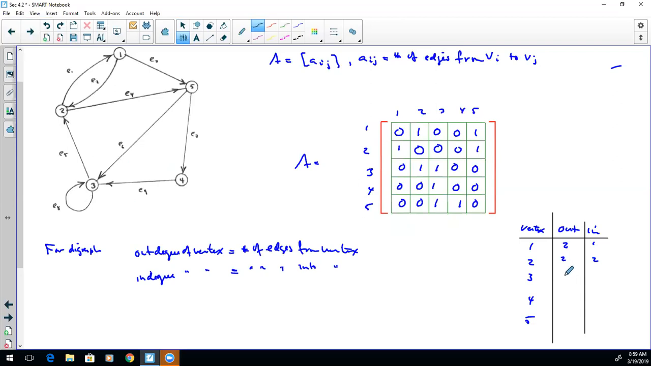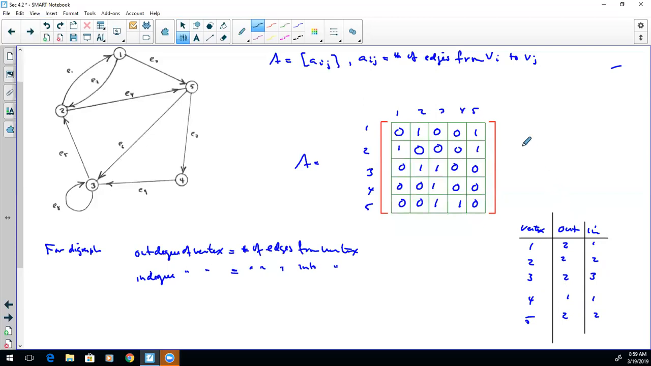Vertex 3, okay, the out degree is 2 because of E5 and E8. In other words, it's how many edges start with 3, okay, and the in degree is 3 because E6, E9, and E8 all end in 3. For vertex 4, the out degree is 1, the in degree is 1. And for vertex 5, the out degree is 2. We're talking about edges 6 and 7. And the in degree is 2. We're talking about edges 3 and 4.